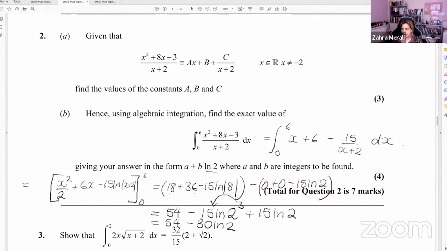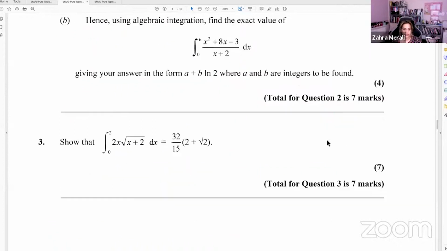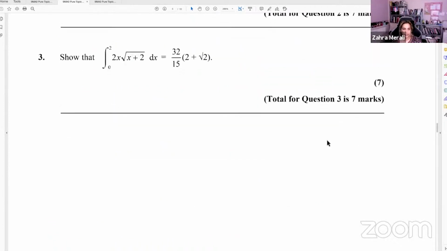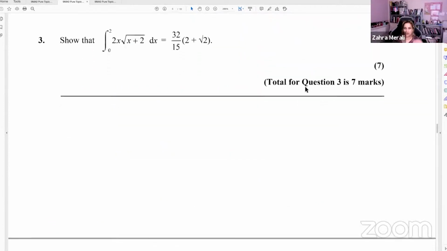Okay, so the next question, we've got show that. All right, so if we look at that, on first sight, it doesn't look obvious. We could use by parts if we wanted to. We could also use substitution, which I think is easier. My go-to is usually substitution.